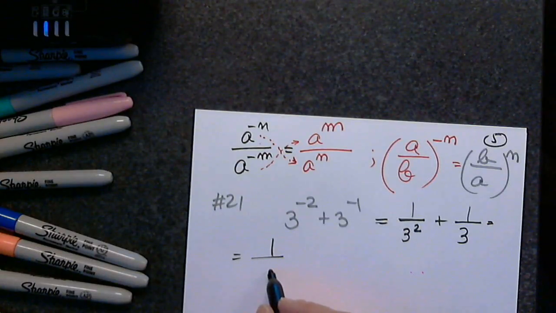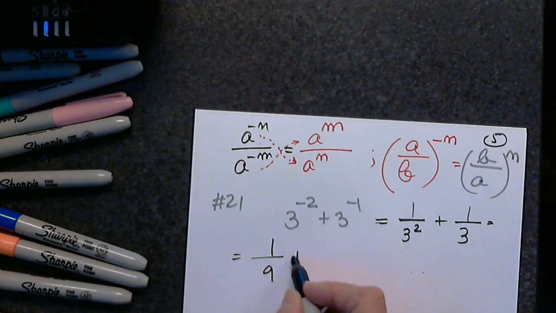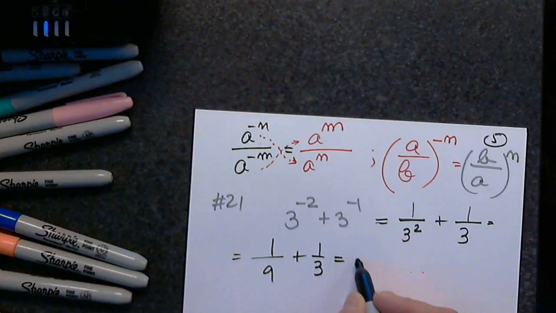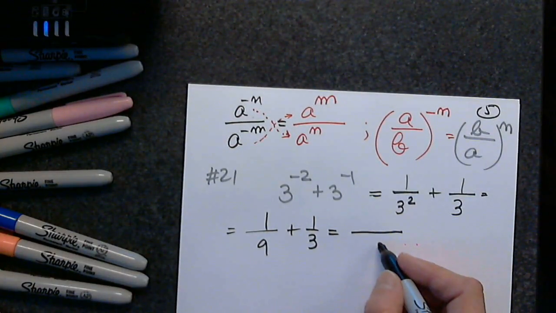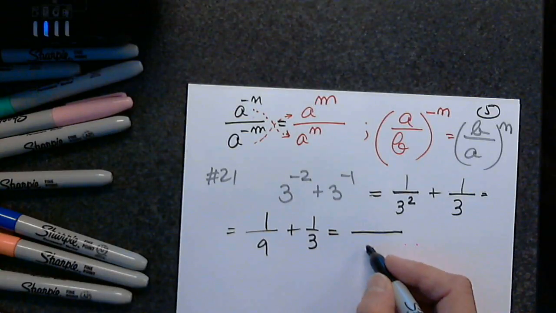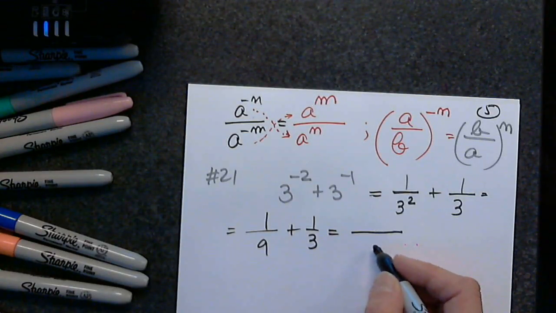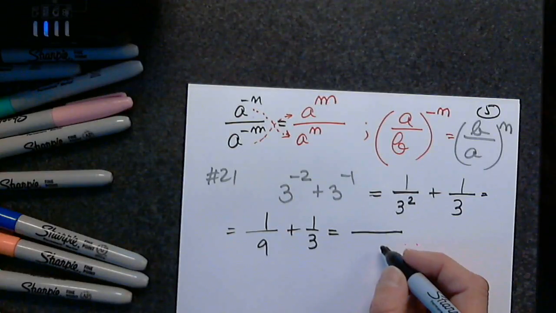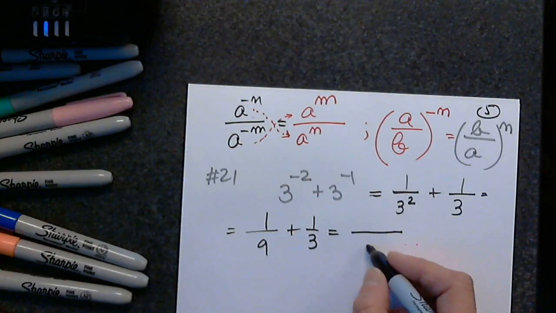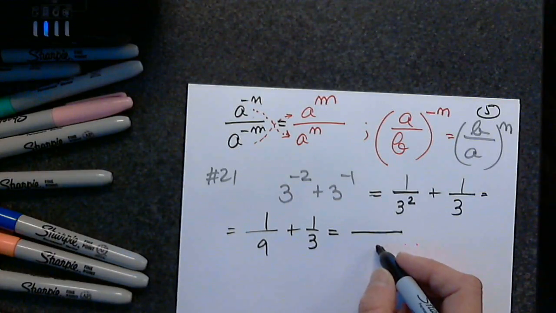That's 1 over 9 plus 1 over 3, which is 4 nines. Oh, I should have, yeah, right? What is the least common denominator? You're right, but I need to show it. You're right, it's 4 9. The least common denominator is?